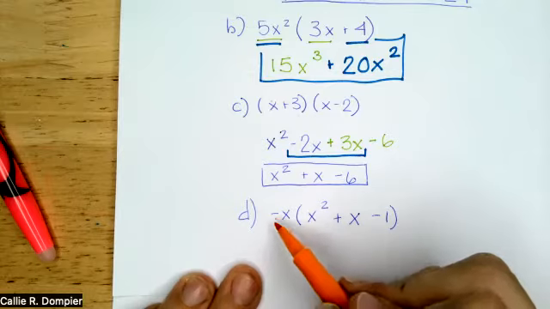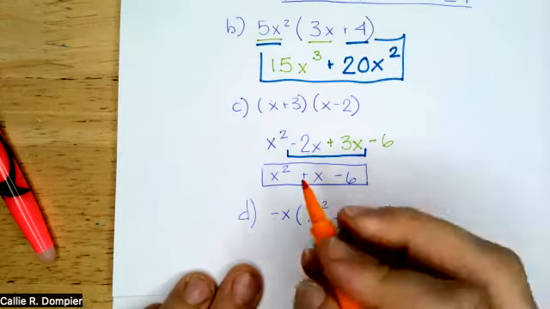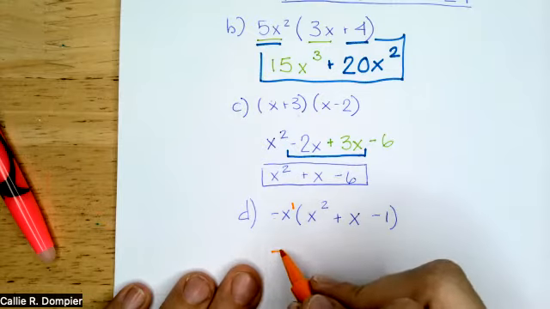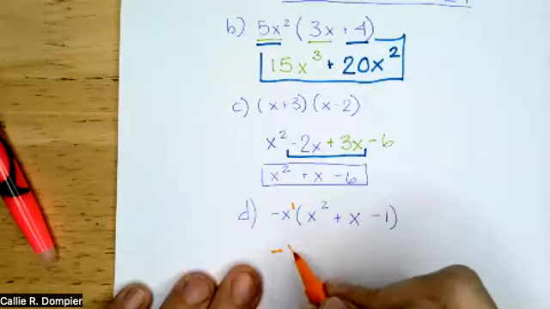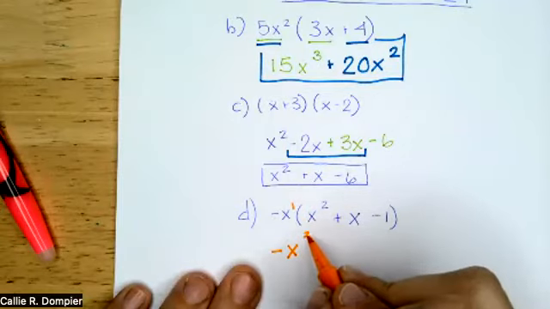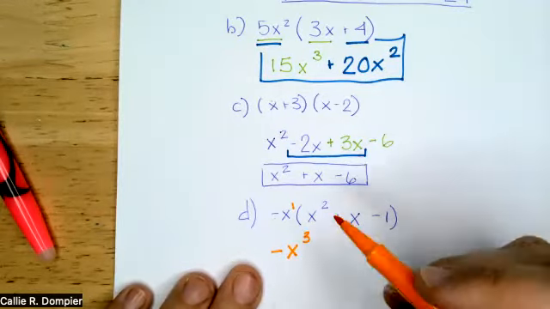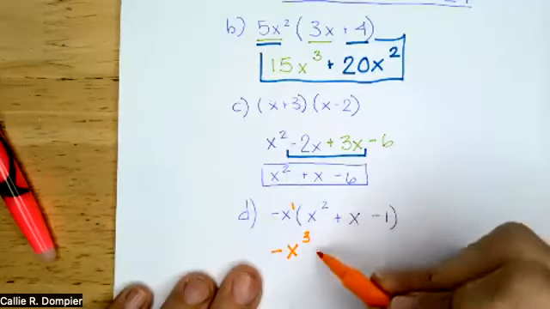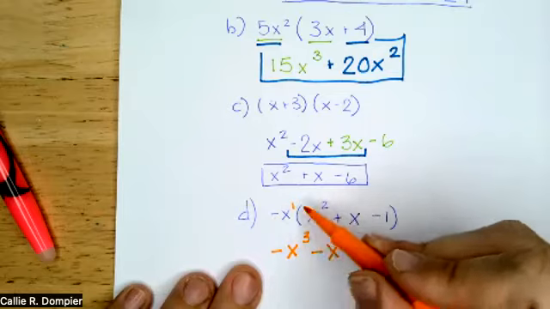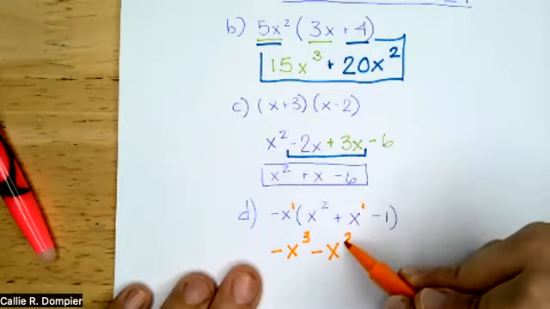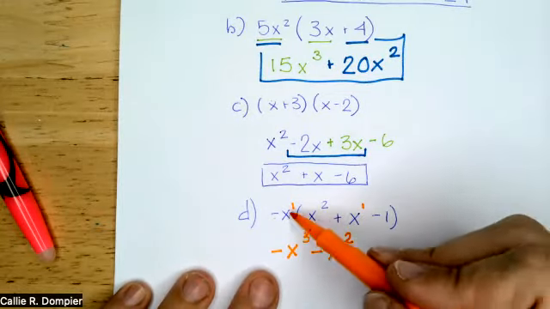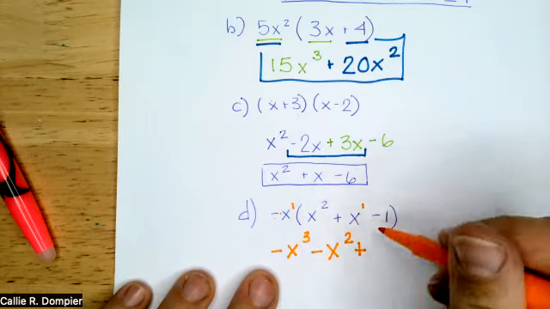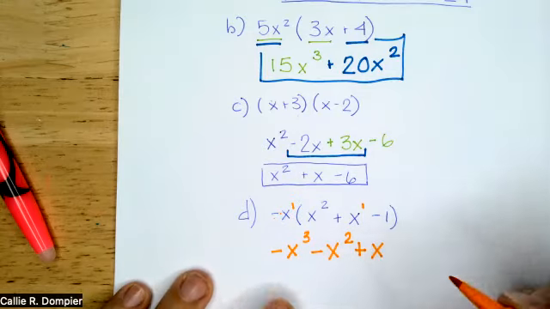So a negative x times a positive x squared, that's a 1, right? A negative times a positive is a negative, and then 1 plus 2 is 3. Here I have a negative x to the first times a positive x to the first. A negative times a positive is a negative. The first power and the first power added together give me a squared. And here's a negative x times a negative 1. Negative times a negative becomes a positive. 1 times an x is just an x.